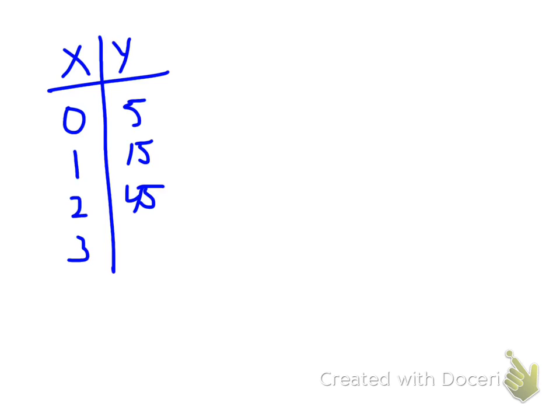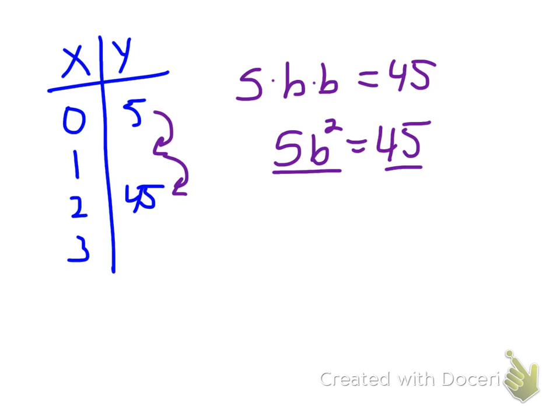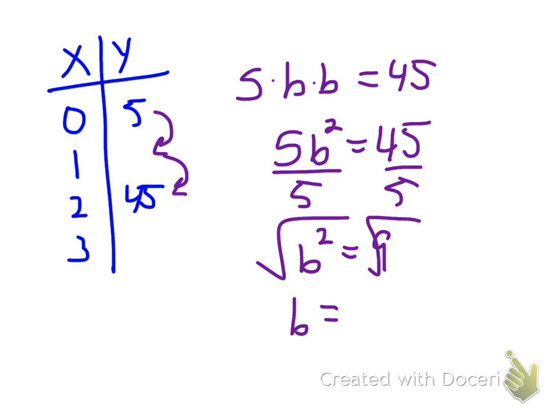For instance, what if we did not know that that was a 15 there? So I'm going from 5 to 45. That means that 5 times some b value gives me that number, and times some b value again gives me 45. So now I have 5b squared equals 45. And if I divide by 5, I have b squared equals 9, and the square root gives me b equal to 3 again.